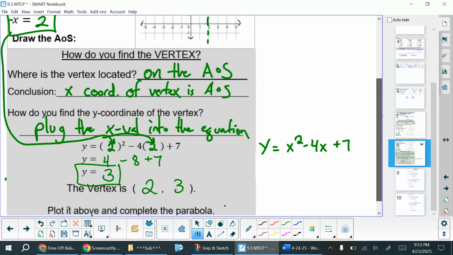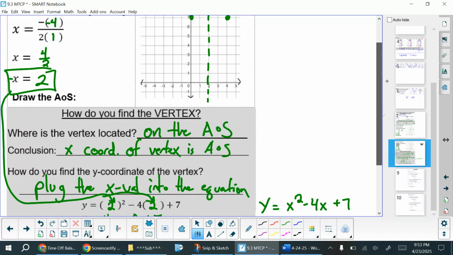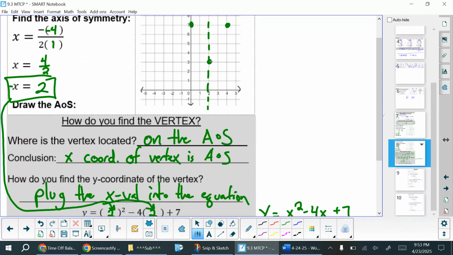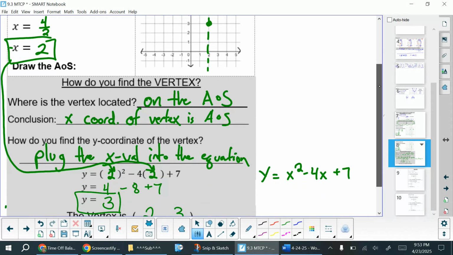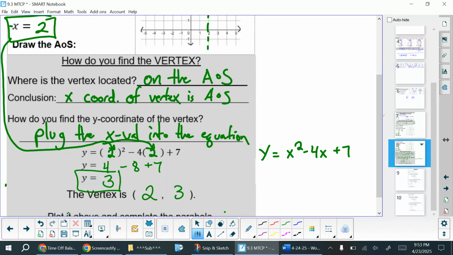One more time just to review this. The whole reason this works is because we know that the vertex is on the axis of symmetry. When we found the axis of symmetry using our formula, we got x equals 2. That 2 is the x-coordinate of our vertex. Once we know the x-coordinate of a point, we can plug it into our equation, and either using a calculator or by simplifying using our order of operations, we can figure out what the y-coordinate is. That finishes up our point, and we can graph it.